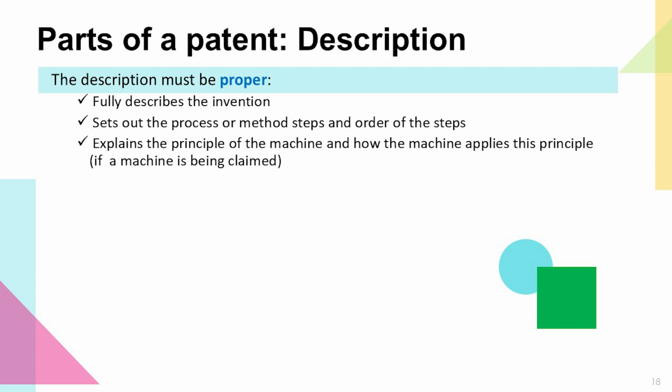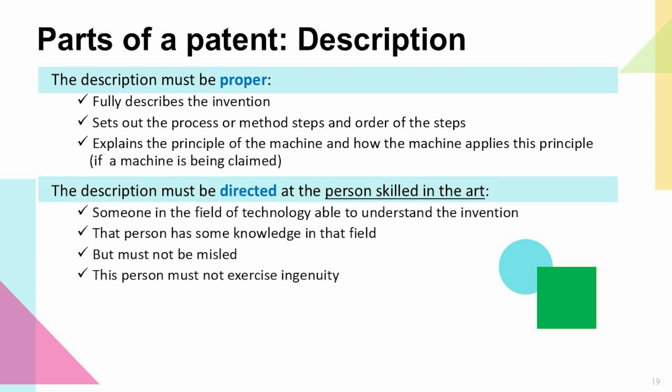So, in the case of a machine, it must explain the principle of the machine and how this machine actually applies that principle. Then, a description must be sufficient for the person skilled in the art to practice the invention with the same success as the inventor. This person does possess the knowledge to understand the invention, so keep in mind that this knowledge does not need to be laid out in the description. Not everything needs to be explained, but just enough to enable this person to practice the invention as well as the original inventor could.